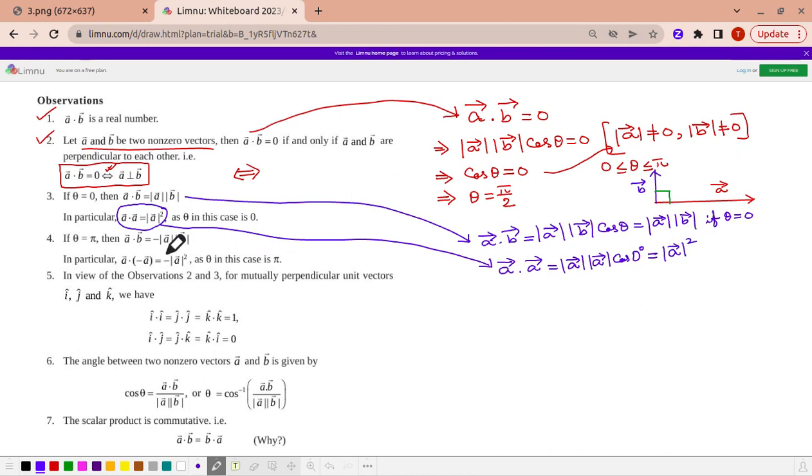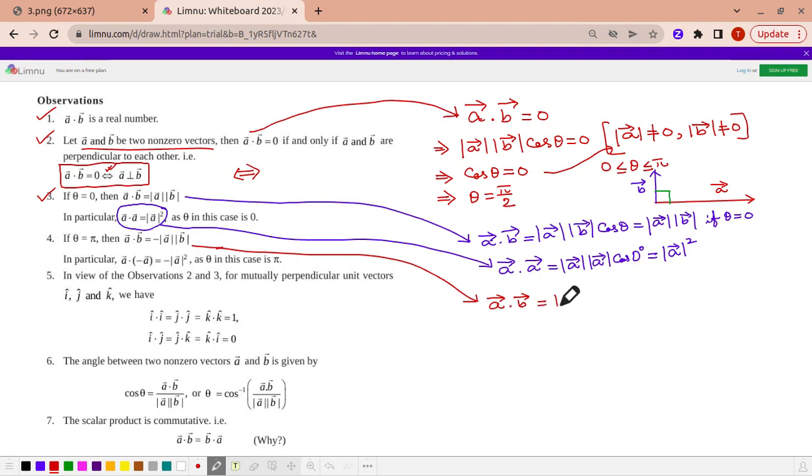In a similar manner, the third point we are able to address. Fourth observation: if theta equals pi, then what we get, dear students, is that A dot B equals minus of mod A into mod B. How come? Let me explain it. If you see here, dear students, theta equals pi, that means the angle between the vectors A and B is pi, 180 degree.